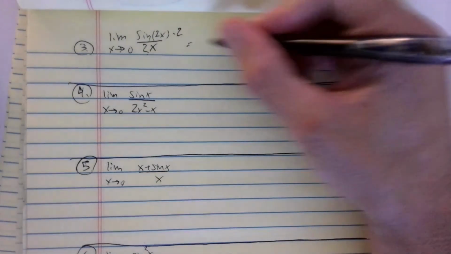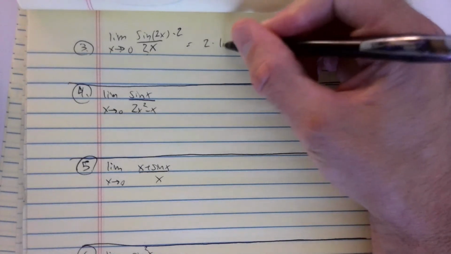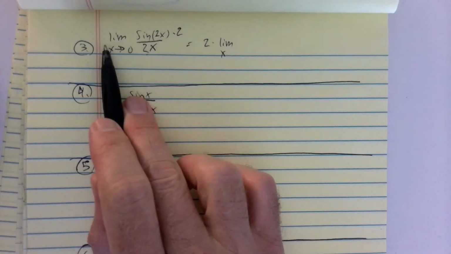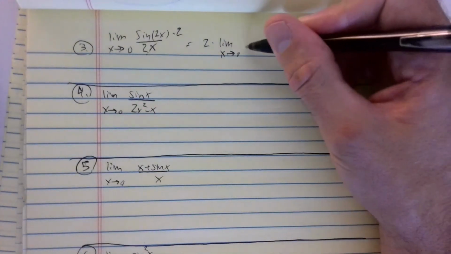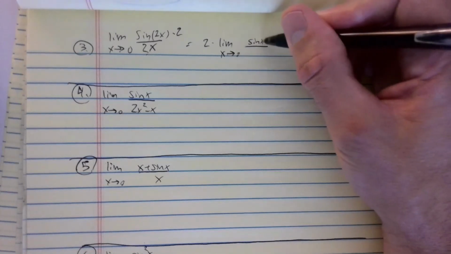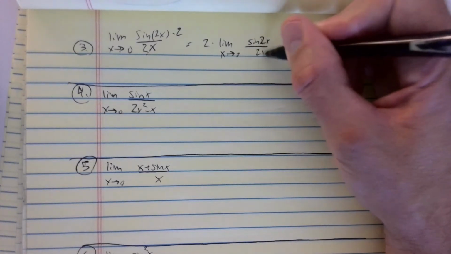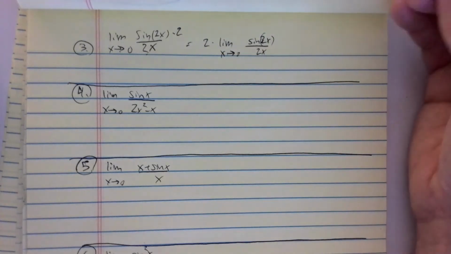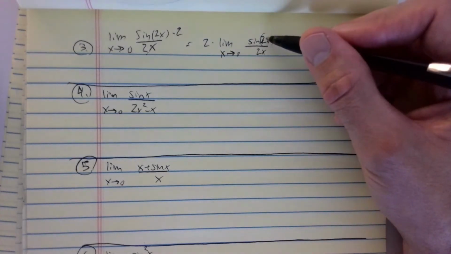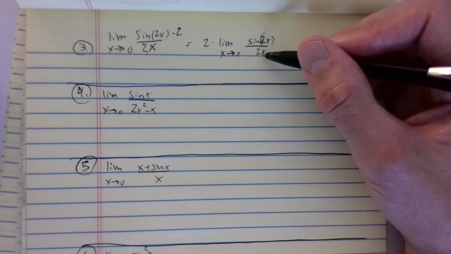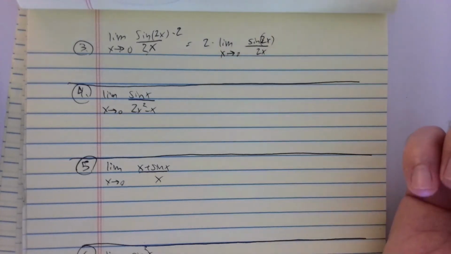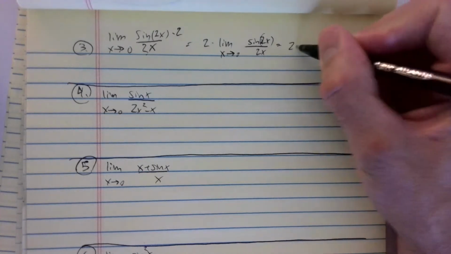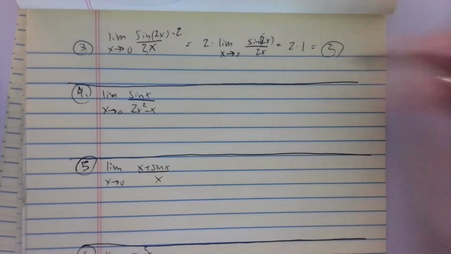So that can be rewritten as 2 times the limit, because remember, constants can be factored out in front of our limit. So 2 times the limit as x goes to 0 of sine 2x over 2x. Okay, well, now that we have sine of argument over the same thing, and that thing is going to 0, as x goes to 0, 2x is also going to go to 0. So we get 2 times 1, which is just a 2.